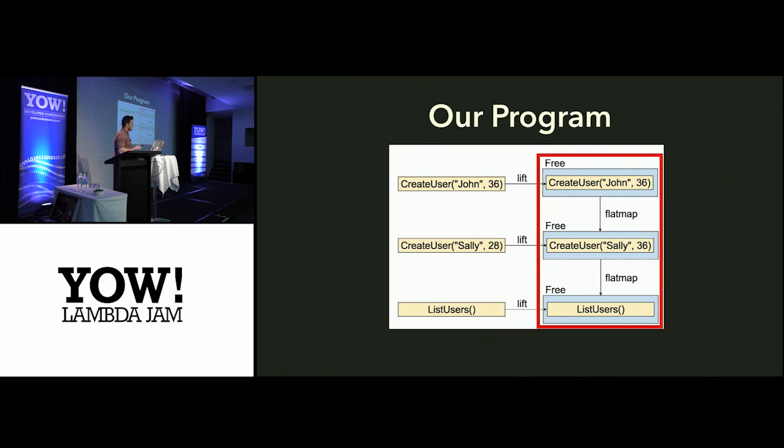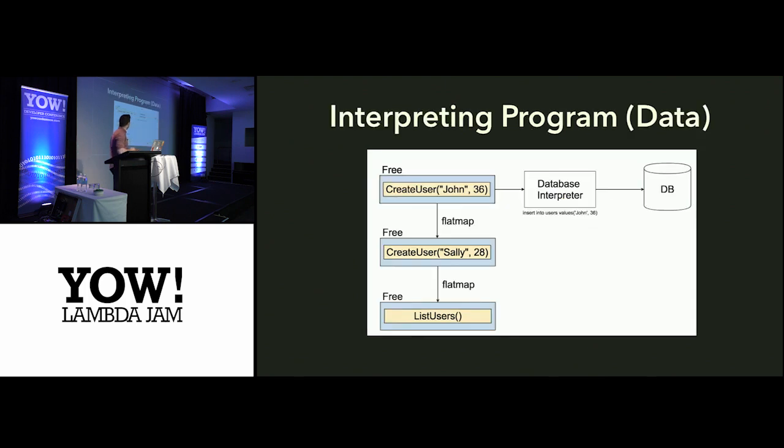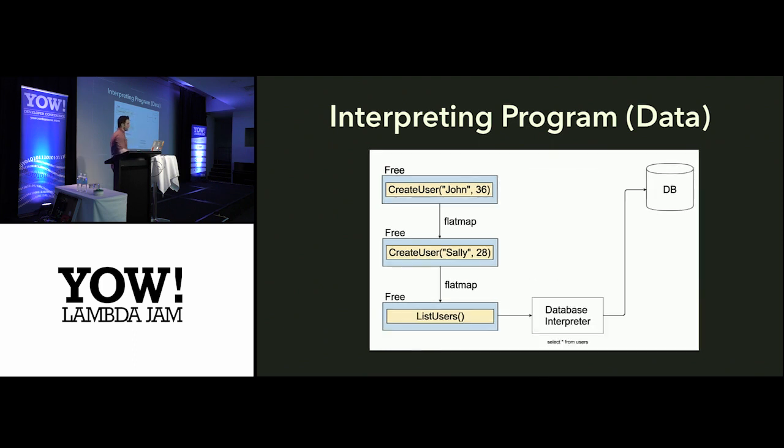So to make this actually useful, what we do is we interpret this structure. And we end up with something like this, where if we have a database interpreter, we'll read create user and we'll turn that into something like insert into users values John 36 into our database. Then we can do the same thing with Sally, and then we can select star to list the users.